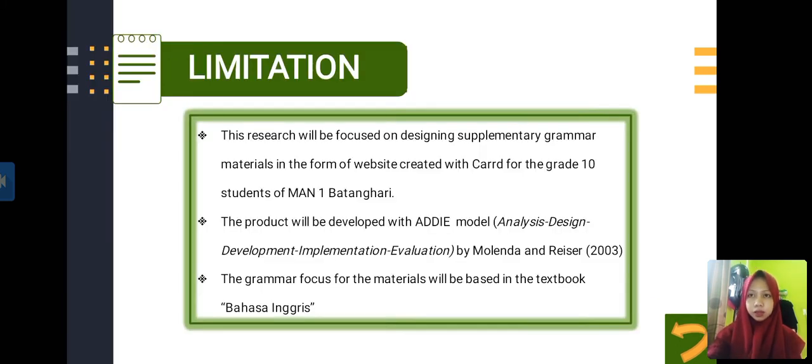The limitation of the research. This research will be focused on designing supplementary grammar materials in the form of website created with Canva for the grade 10 students of MAN 1 Batanghari. The product will be developed with ADDIE model, analysis, design, development, implementation, and evaluation by Molenda and Reiser in 2003. The grammar focus for the materials will be based in the textbook Bahasa Inggris.